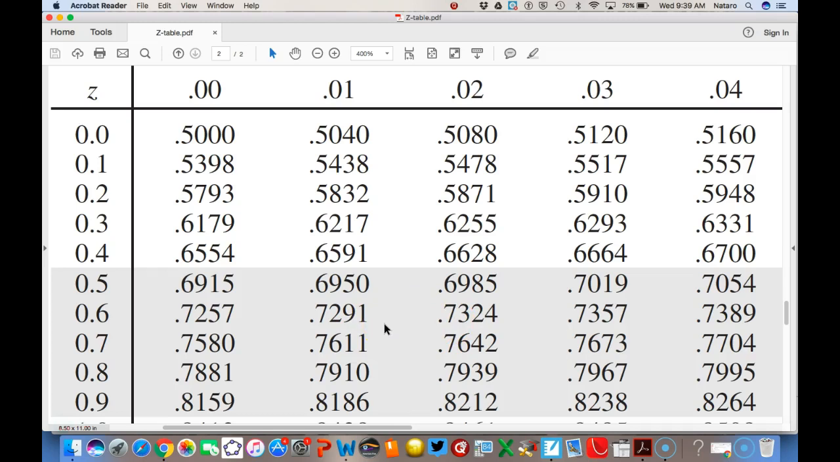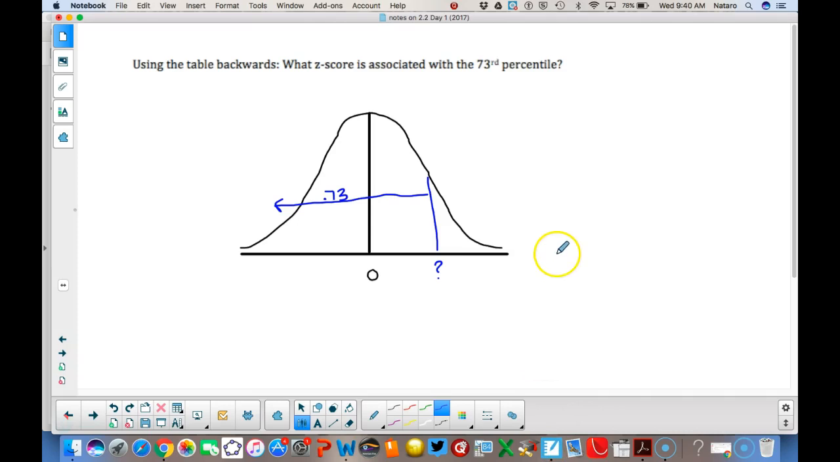So what is it that you need to do? Well, we're just going to use whichever z-score is closer. So the question is, which value is closer to 0.73? Is it 0.7291 or is it 0.7324? Well, this value is a little bit closer to 0.73. This one differs by 0.0009, whereas this value differs by 0.0024. So this value is a little closer to 0.73. So the answer to this question is that our z-score would be 0.61. So what z-score is associated with the 73rd percentile? It would be a z-score of 0.61.